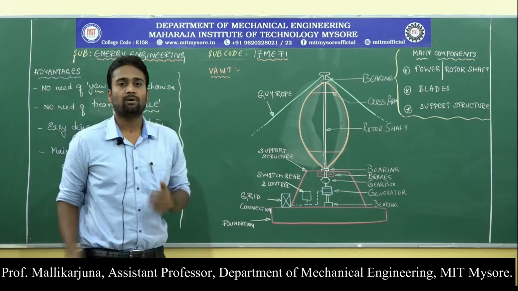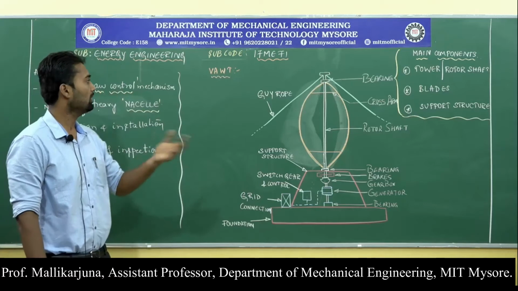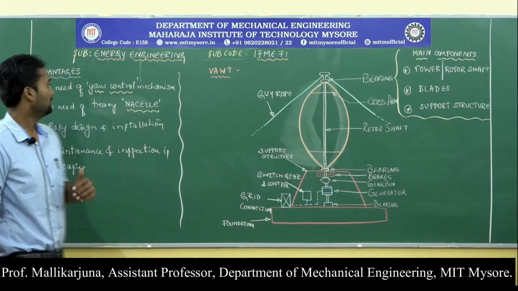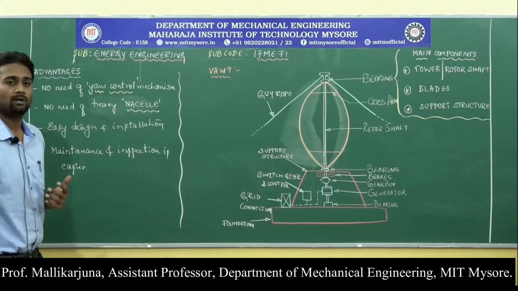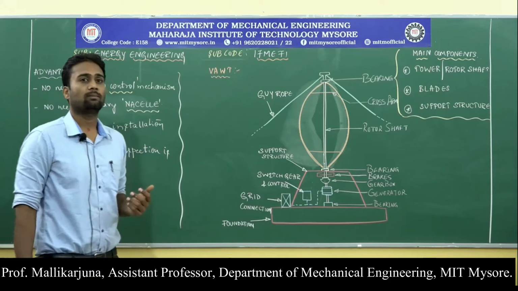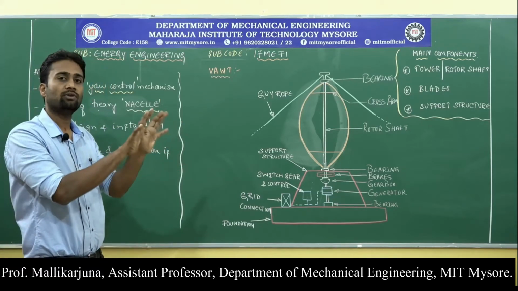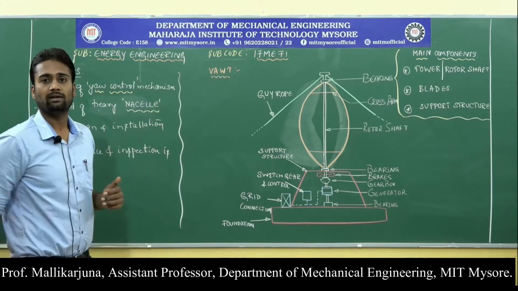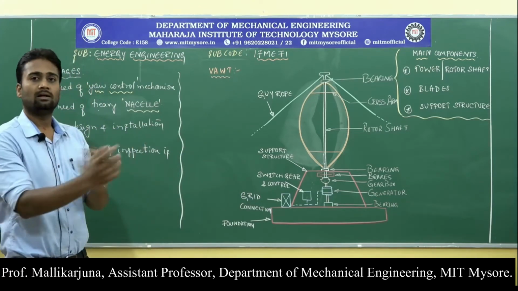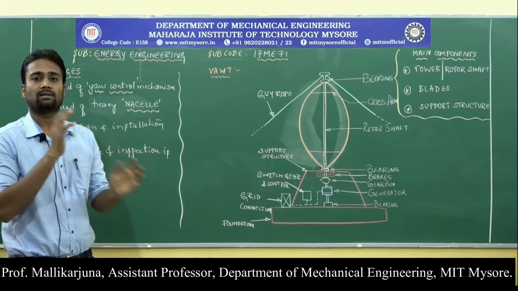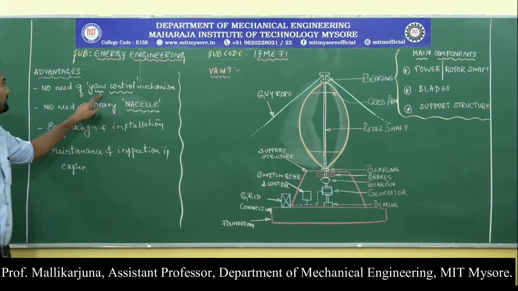In vertical axis wind turbine, we have a few advantages over the horizontal axis wind turbine. Looking at a few of the advantages, the very first thing is we don't need the yaw control mechanism. In case of horizontal axis wind turbine, in order to adjust the blades to the wind, we need a yaw control mechanism. Here the blades are supported in such a way that they can extract the energy from whatever direction of the wind. That is why the yaw control mechanism is eliminated here.